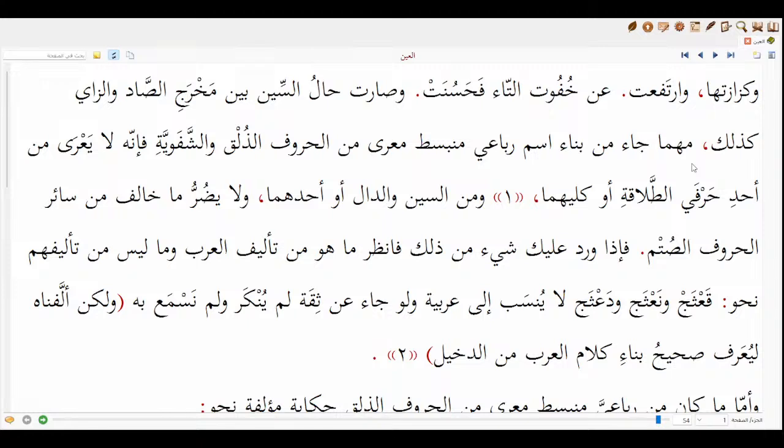لانت عن صلابة الطاء وكزازتها, and this وارتفعت is part of the next sentence. وارتفعت عن خفوت التاء فحسنت. However, it is also higher than the khufut of the ta. So this dal is almost between the ta and the ta. It is not as harsh and strong as the ta. However, it is also higher than the khufut of the ta. Let's see what khufut means.